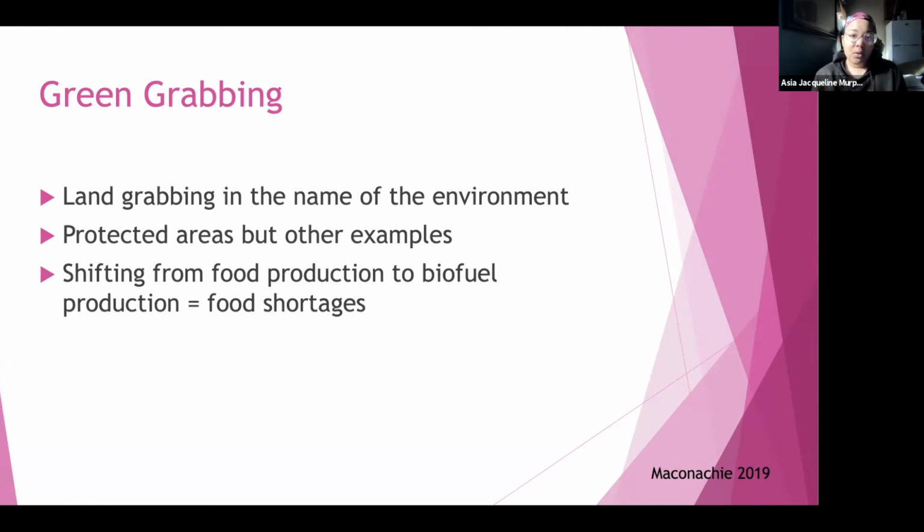So the biofuel movement, companies who are looking to get into the industry of making biofuels, this can be called green grabbing because biofuels are supposed to be better for the environment. So if you grab land in efforts to actually grow biofuel crops, you're being green in a sense. So yeah, shifting from food production to biofuel production can cause food shortages.